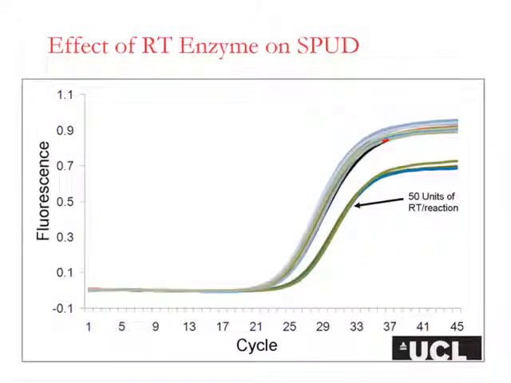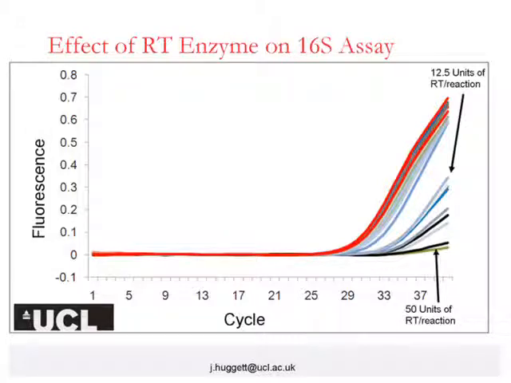Jim Huggett's work went one step further to then examine the relative effect of RT enzyme on different templates, or different sequences of template. So here you can see the effect of 50 units of RT within a reaction on the SPUD template, whereas in this data you can now see the effect of the RT enzyme on a 16S assay.